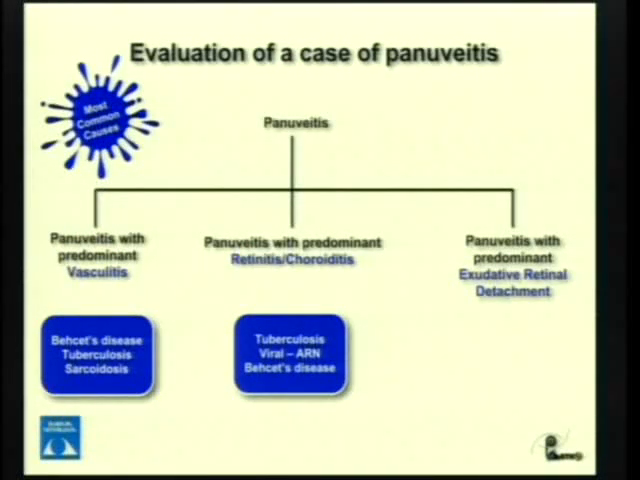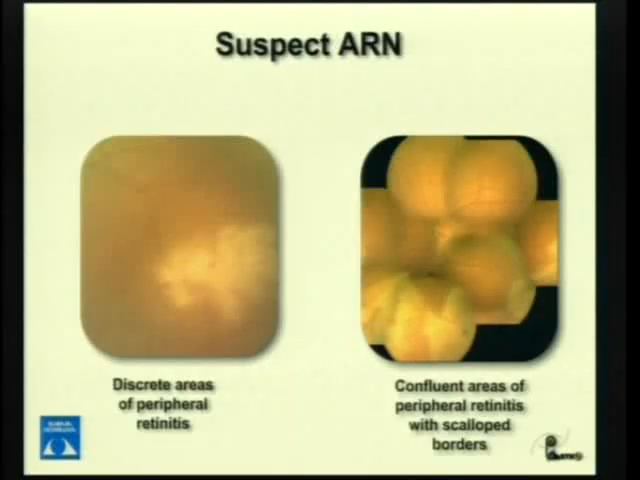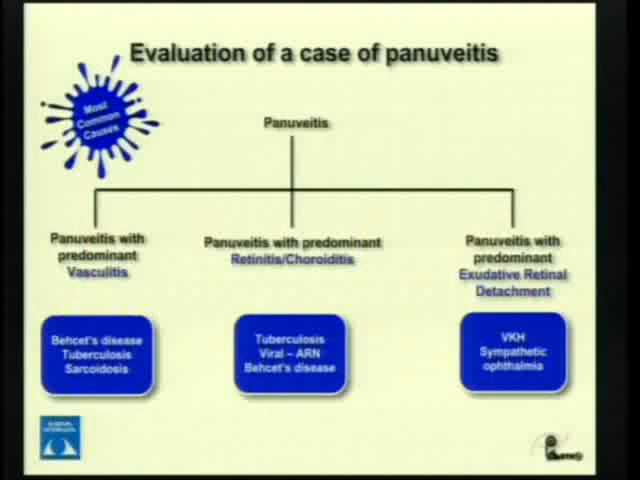So the next variety of panuveitis. The first was vasculitis. The next is predominant retinitis and choroiditis. In such cases, think about tuberculosis, viral infection, acute retinal necrosis, and Behçet disease. One should suspect acute retinal necrosis if you are examining a patient with vitreous haze and you see on the periphery discrete areas of peripheral retinitis or some confluent areas of peripheral retinitis.